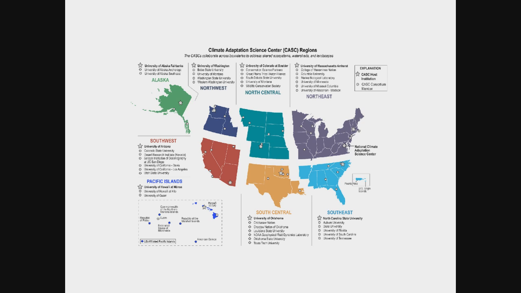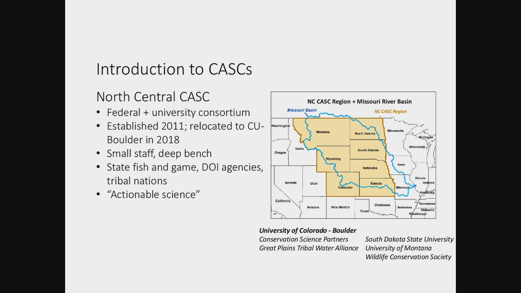So here's what we look like in terms of a map and our boundaries, which here follow state lines. We do try to be a bit fuzzy about this and work beyond our specific domains, but this gives you a sense of where we work. And we are the North Central CASC.